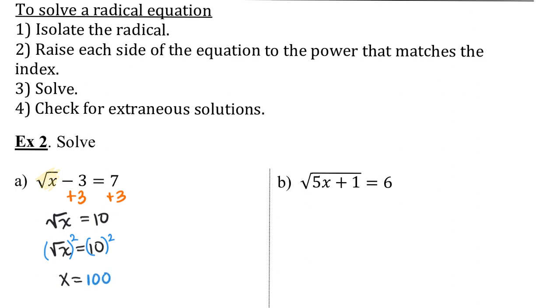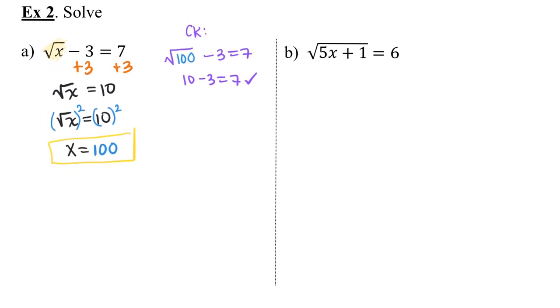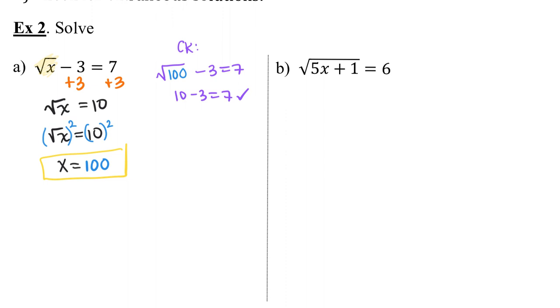Now I need to check and see if it works, because even though I solved it correctly, it's entirely possible that my answer is still wrong. If I check it in the original equation, I have the square root of x. What's x? 100. If I minus 3, I should get 7. So square root of 100 is 10. 10 minus 3 is 7. That works. So I'm going to go ahead and box my answer. Eventually you'll get faster at checking. You should check, but we'll hopefully get better at checking it in our heads.